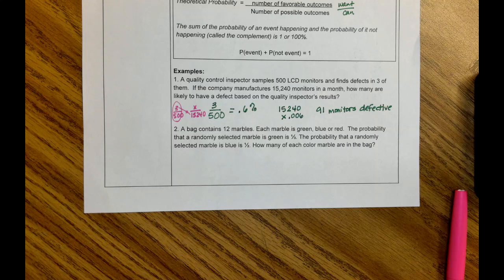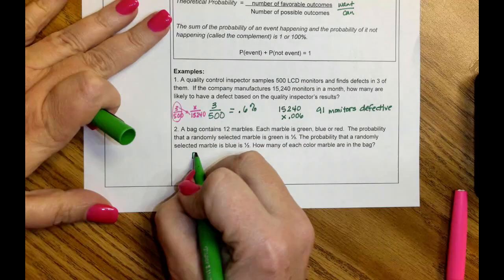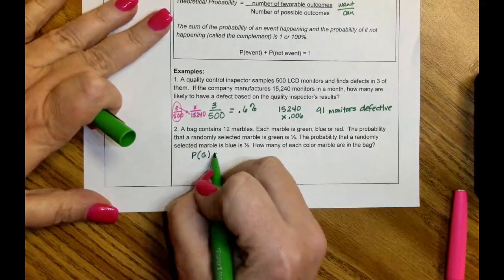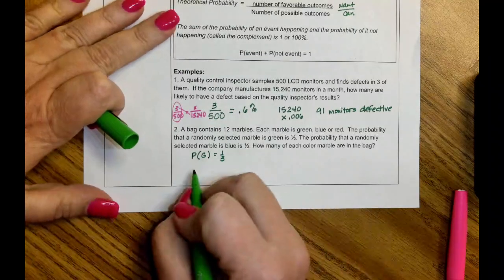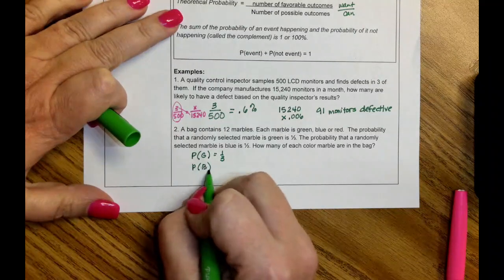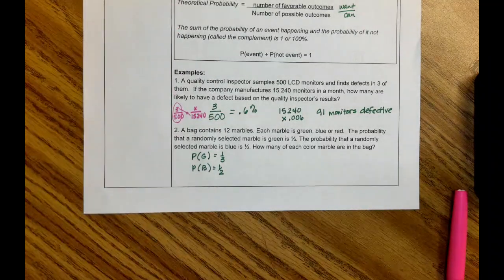The probability that a randomly selected marble is green is 1/3. So we know the probability, we've already been given that it's green is 1/3. The probability of it being blue is 1/2. So we want to anticipate how many of each color marble are in the bag.